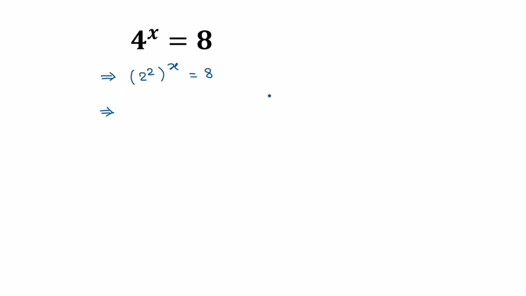Now applying this exponent formula, a to the power m and the whole to the power n is equal to a to the power m times n, which is mn. Applying this formula to the left side, with 2 as a, 2 as m, and x as n, we can write 2 to the power of 2 times x, which is 2x, is equal to the right side, 8.